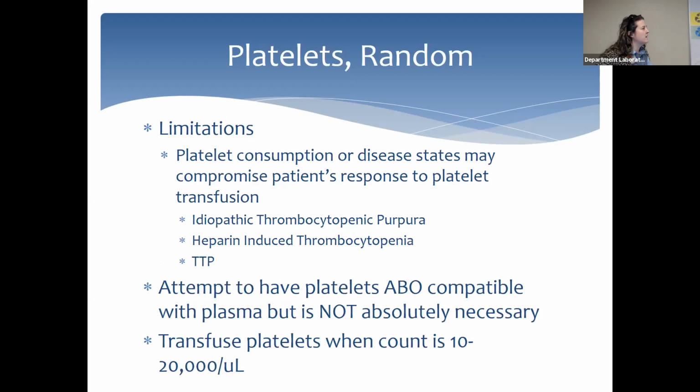However, if your patient has a platelet consumption disease, such as ITP or TTP, where your patient is destroying platelets, a platelet transfusion is not going to help them, because the patient's just going to destroy your donor platelets as well. Oftentimes, it's better to treat these diseases rather than give them a platelet transfusion.